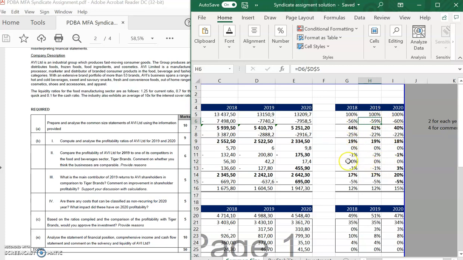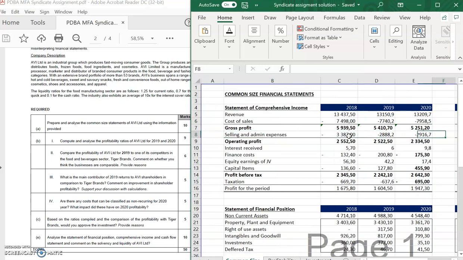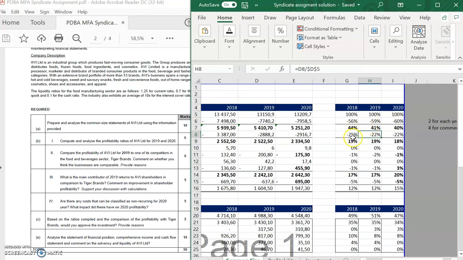The major line we needed to analyze here is the gross profit. We've had a continuous decline in your gross profit margin. It was initially at 44% in 2018 and it's now declining to 40%. You could also comment on selling and admin expenses. The selling expenses have reduced over time, which is a good indication. However, your gross profit is declining. Those are the two line items you were meant to analyze.